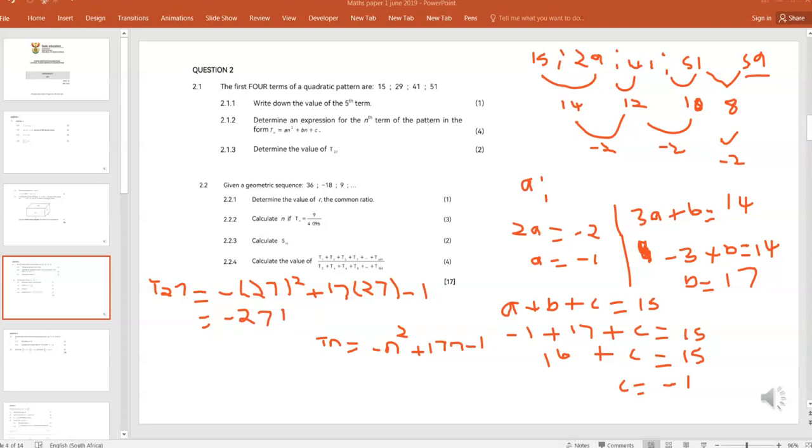So that's it, 2.1. Wow, that was a nice question actually. I feel like they were trying to be lenient to people, just getting a nice, lovely 7 marks there. So that'll be 2.1.3 now.